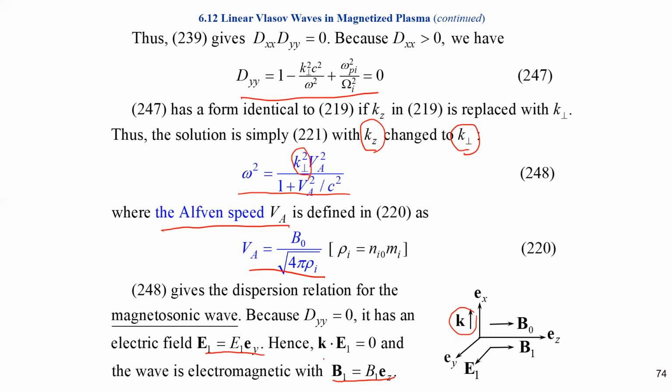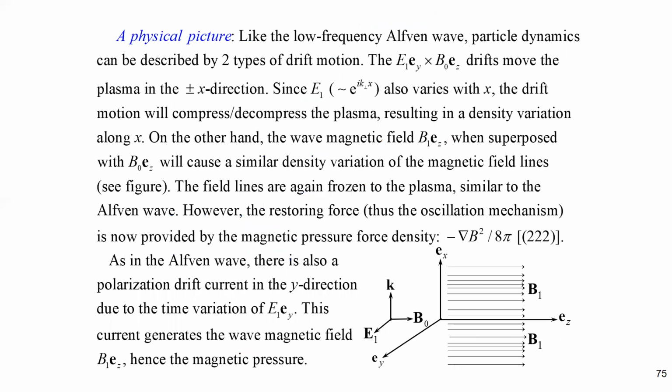So this relation is correct, and k dot B1 is also 0. A physical picture, like the low frequency Alfvén wave: the particle dynamics can be described by two types of drift motion. First is the E1 cross B0 drift, which moves the plasma in the x direction.